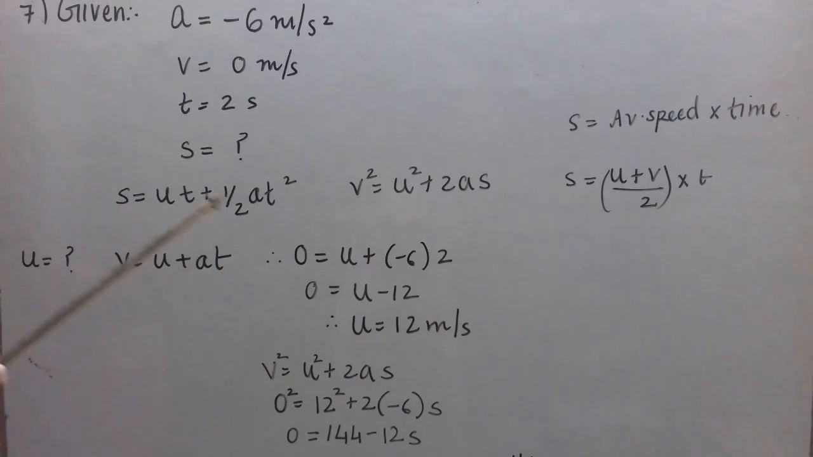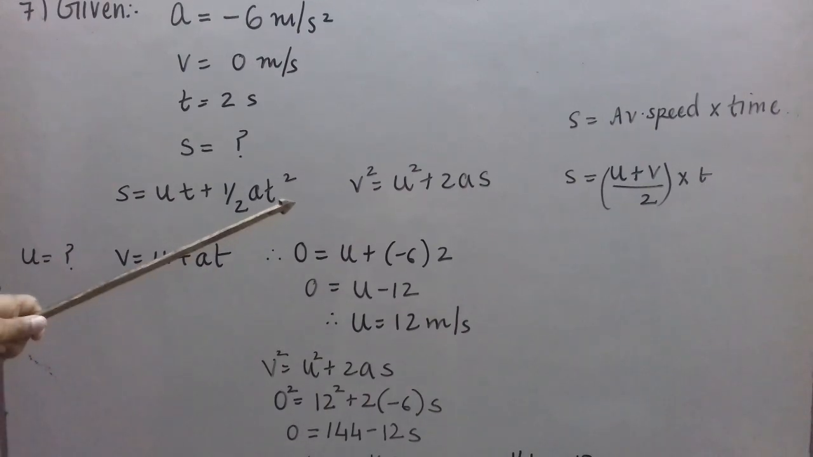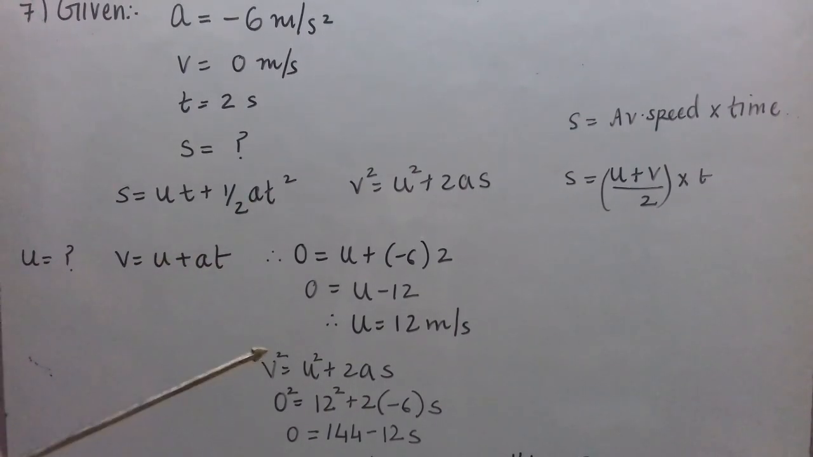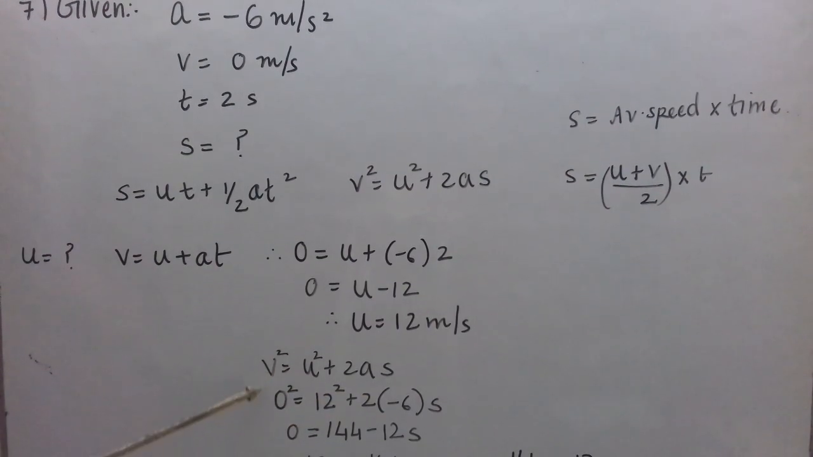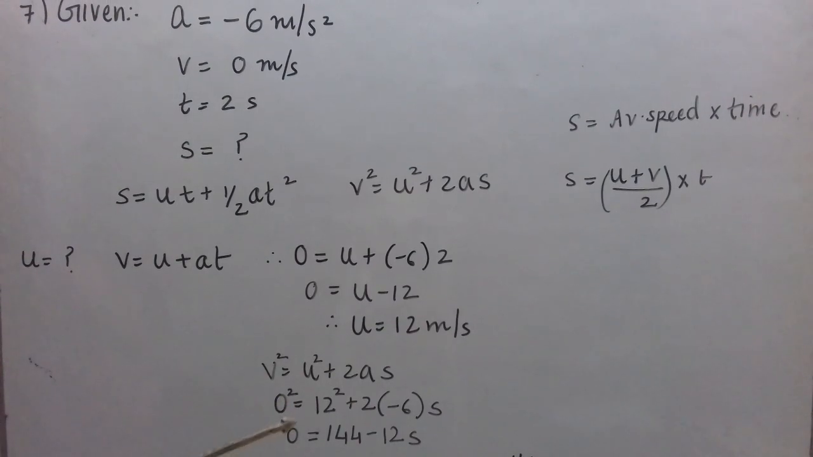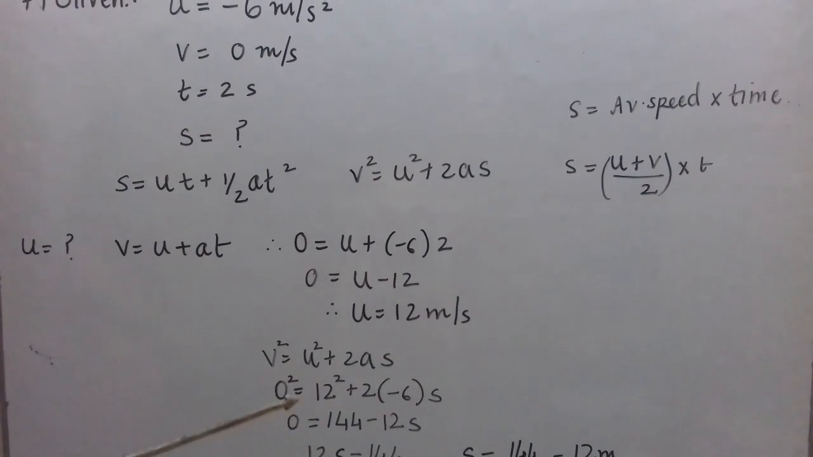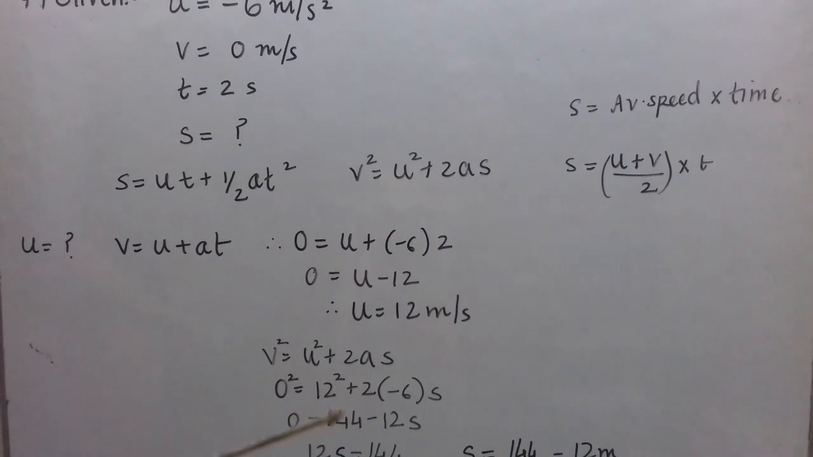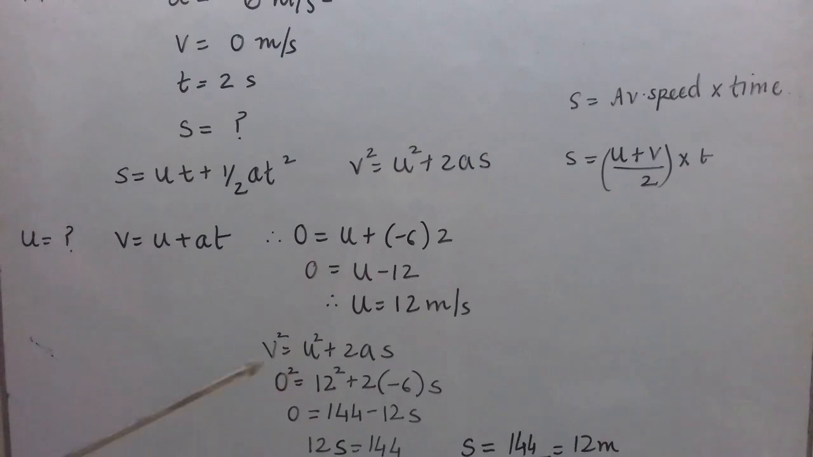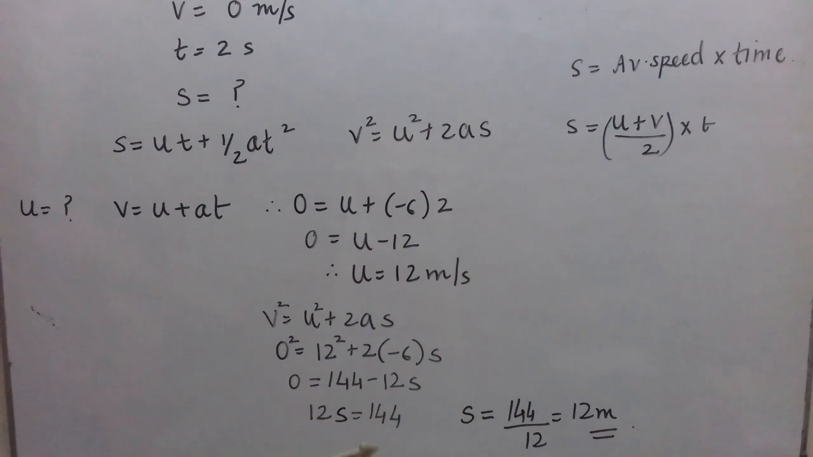So once you have got u, you can use any of one of these formulae and get the value of s. I have chosen this third equation of motion, second formula here. So using third equation of motion, v square is u square plus 2as. V is 0, 0 square is equal to u square, 12 square plus 2 into a minus 6 into s. So 0 is equal to 12 square is 144 and 2 into minus 6 is minus 12 into s. Take 12s on the other side, so negative will become positive. So 12s is 144 and finally s is 144 divided by 12, that is 12 meters.